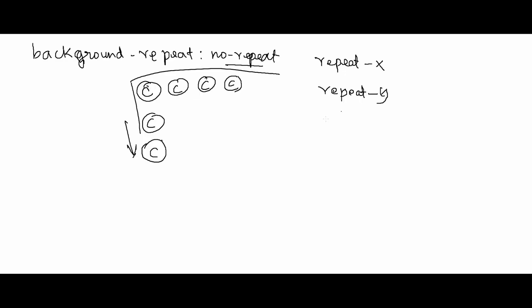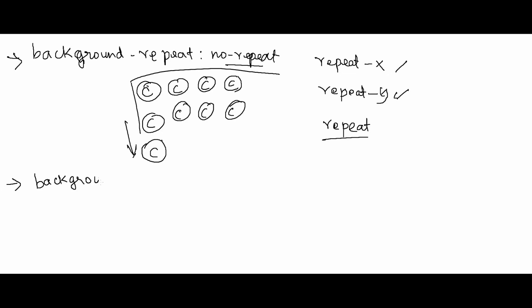We can give no-repeat, as I told you before, and next we can give repeat. Repeat means everything will be repeated like this. It won't consider x or y; it will repeat all over the page. So this is repeat. I hope you understand background repeat. Next one is background attachment.